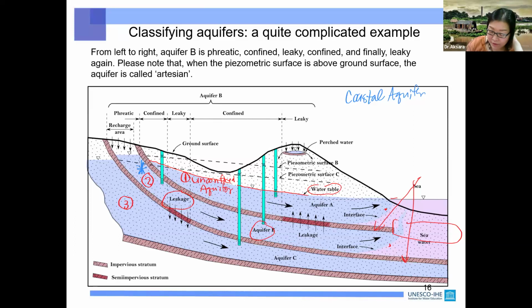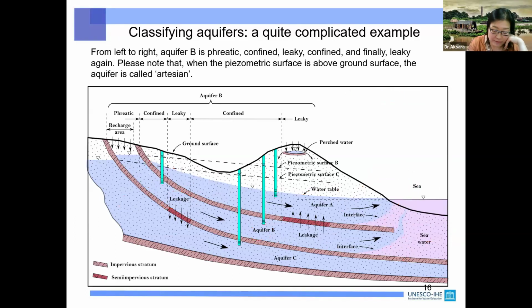If the first aquifer is salty, eventually aquifer B, which is the second aquifer, is going to become salty. You cannot control that, because aquifer A and aquifer B are connected. And the last aquifer, which is the deepest aquifer in this system, is aquifer C.